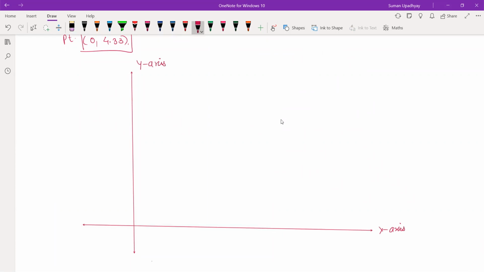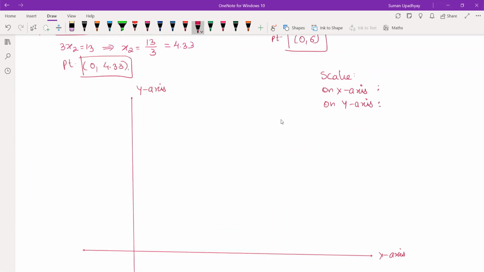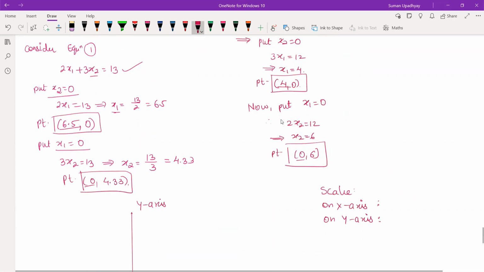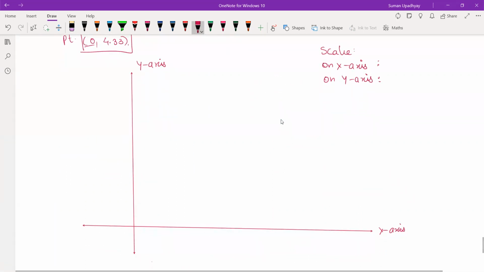Now we need to define scale. Scale define करना जरूरी है because x axis पे आप क्या ले रहे हो और y axis पे कितना scale ले रहे हो. So that you need to define. ठीक है. सो x axis पे स्केल क्या लेना है, y axis पे स्केल क्या लेना है, उसके लिए पहले देखो. अभी देखो x axis पे हाईएस्ट पॉइंट कितना है? ये 6.5 है, ये 0 है, देन 4 है. ओके, सो हाईएस्ट कितना जा रहा है? 6.5. सो what are you going to take? 1 centimeter equals to 1 unit. Can I say that? Yes, 1 centimeter equals to 1 unit on x axis.